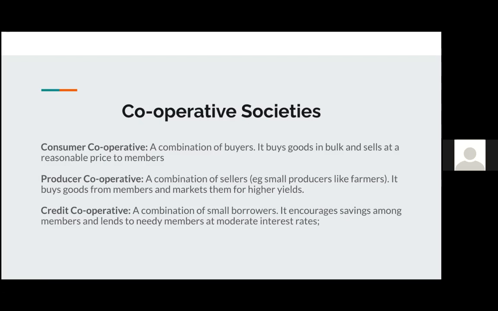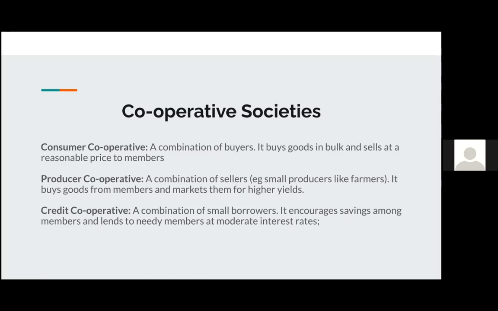Producer cooperatives are a combination of sellers. So think of small producers like farmers. A bunch of farmers will come together, and the producer cooperative will buy the goods from the members, from the farmers, and then market them outside for higher yields.